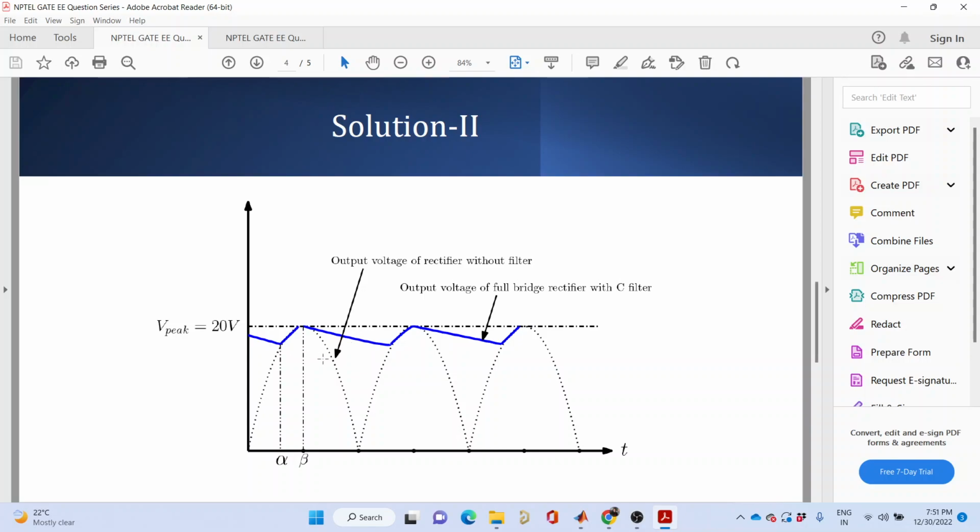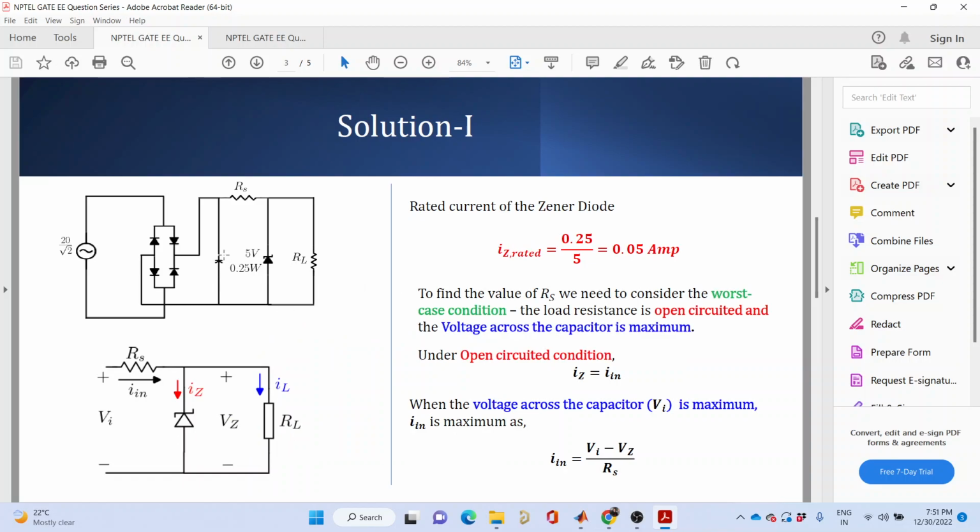Okay. So at steady state, at point alpha, the diode will be forward biased, and beta minus alpha is the conduction angle. During this period, the diode will be conducting. And beyond this beta, the diode would be reverse biased, and the capacitor will be discharging through the resistance. That is, consider this entire thing as a load. After beta, the diode will be reverse biased, because the capacitor voltage would be higher than the input voltage, this VIN voltage, and as a result the diodes will be reverse biased, and the capacitor will be discharging to the load resistance.